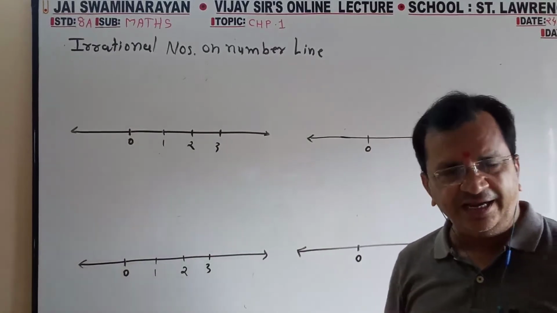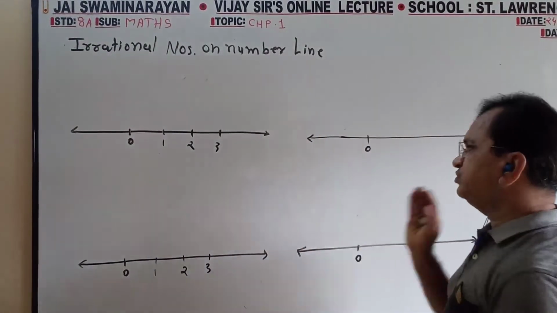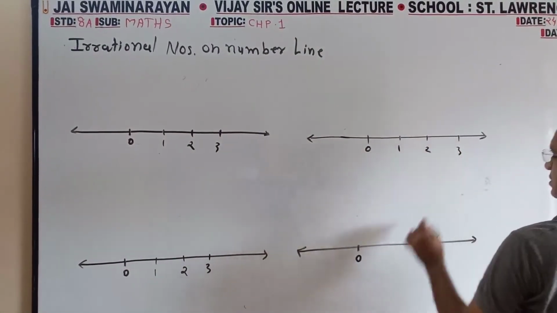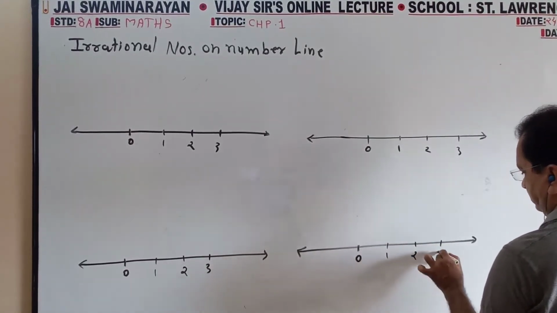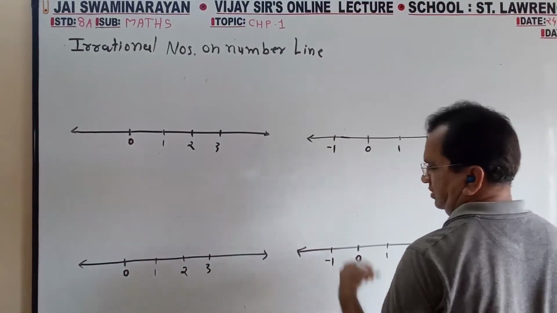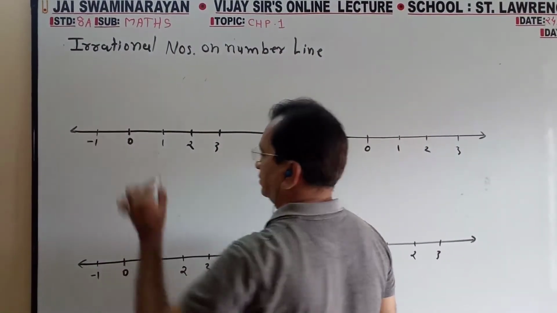First I have drawn a line, then I have taken 0 on the left side, then I have taken 1, 2, 3 at 3 centimeters each: 3 centimeters for 1, 3 centimeters for 2, 3 centimeters for 3. And the same on this side, minus 1, minus 2.